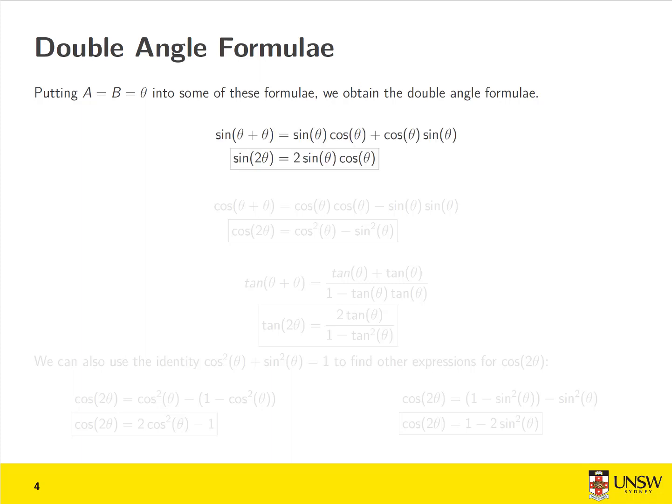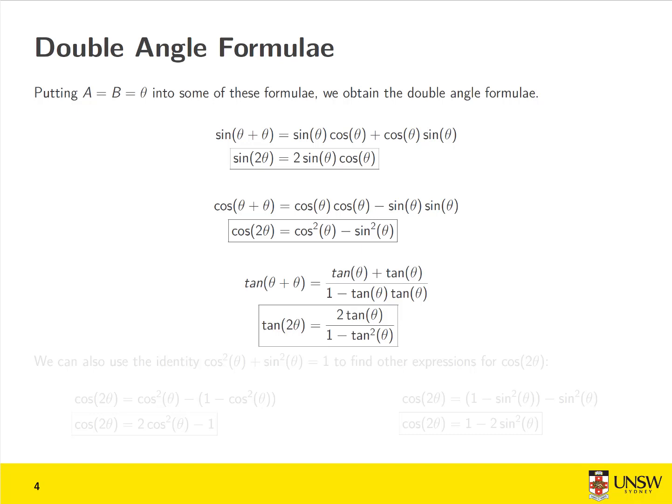Doing so for sine tells us that sine of 2 theta equals 2 sine theta cos theta. Doing so for cosine tells us that cos of 2 theta is cos squared theta minus sine squared theta. And doing so for the tangent function tells us that tan of 2 theta equals 2 tan theta divided by 1 minus tan squared theta.